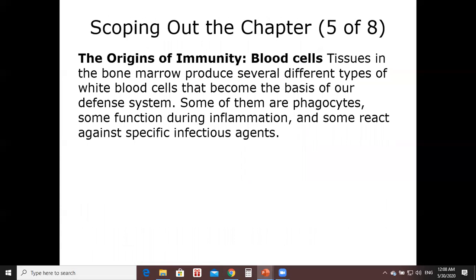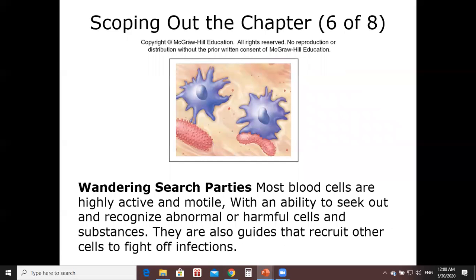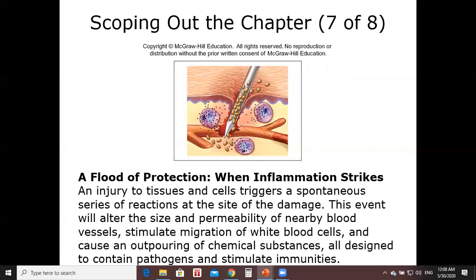So looking at blood cells, you have red blood cells and white blood cells. Tissues in the bone marrow produce several different types of white blood cells that become the basis of our defense system. Some of them are phagocytes. Some function during inflammation. Some react against specific infectious agents. So we're going to talk about these wandering search parties. Most blood cells are highly active and motile, with an ability to seek out and recognize abnormal or harmful cells and substances. There are also guides that recruit other cells to fight off infections.